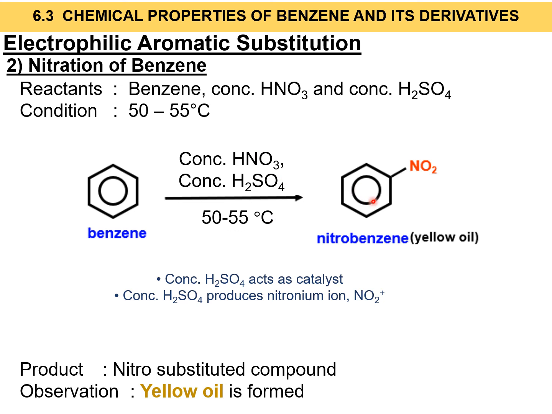And nanti kita akan dapat benzene ring yang di mana substituennya adalah NO2. Okay? Kat sini you have to know that the concentrated H2SO4 will act as a catalyst. Concentrated H2SO4 juga dia akan produce the nitronium ion which is NO2+. Alright? Yang produk terhasil ni nama dia adalah nitrobenzene, dan nitrobenzene ni adalah yellow oil. So you can say that the observation yang terhasil daripada nitration of benzene ni ialah yellow oil is formed.